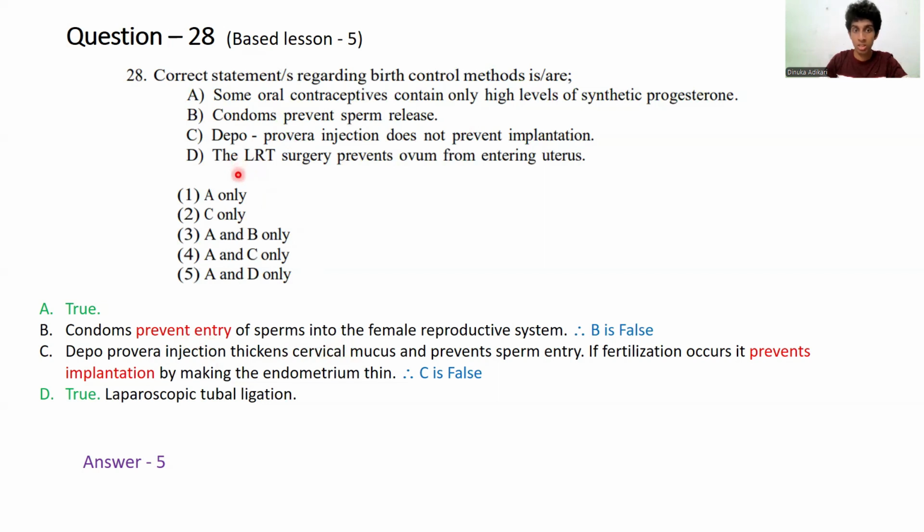D. The LRT surgery prevents ovum from entering uterus. That's true. That's called laparoscopic tubal ligation. So it can prevent ovum from entering uterus. So accordingly, only A and D are correct. So the correct answer is 5.